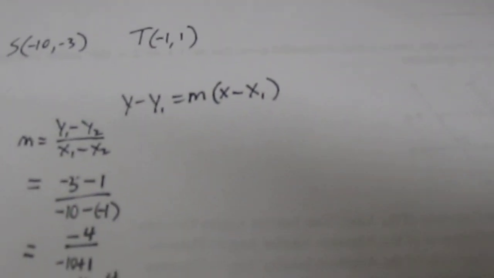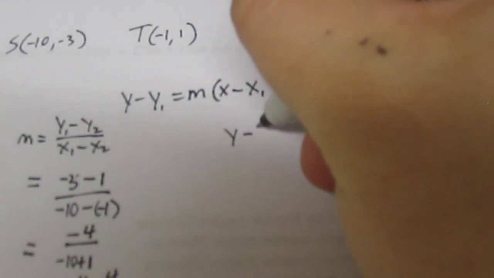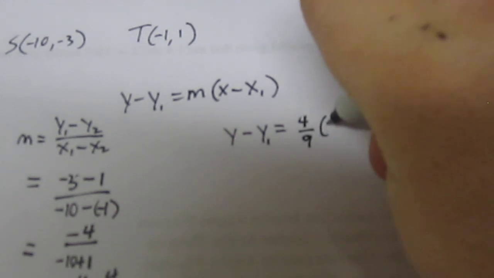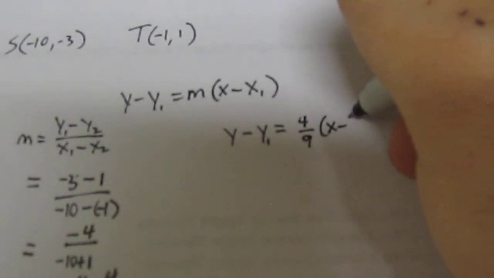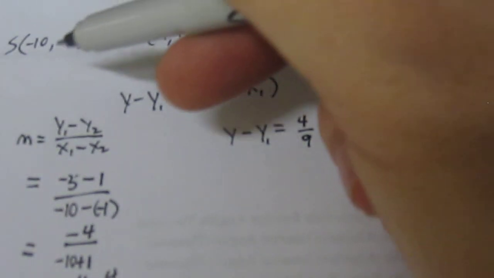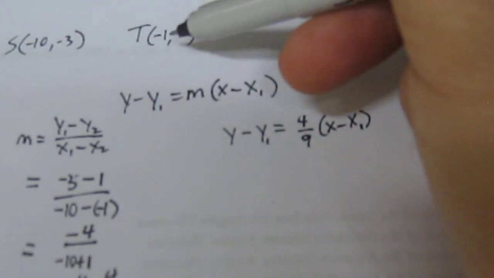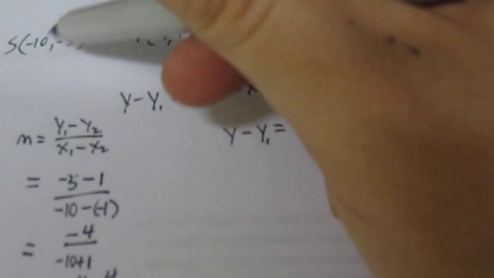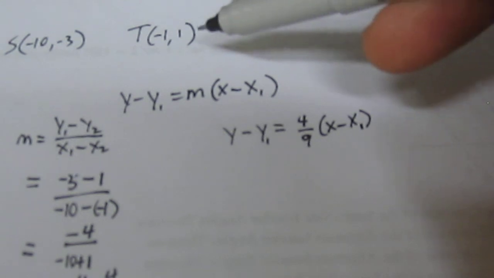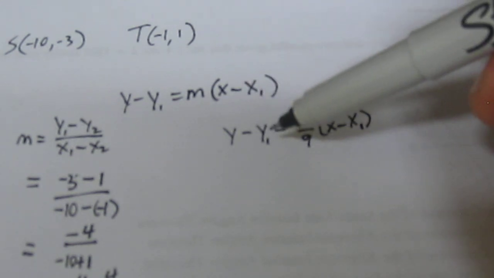So we can go back up to our linear equation here, and start plugging stuff in. Y minus y1 equals m, which we decided was 4 over 9, times x minus x1. Now we're just going to pick one of the points. I'm going to choose the 1s because I'd rather use that than some 10s. We're going to plug these guys in. So my y1 is 1, so that's going to go in there.